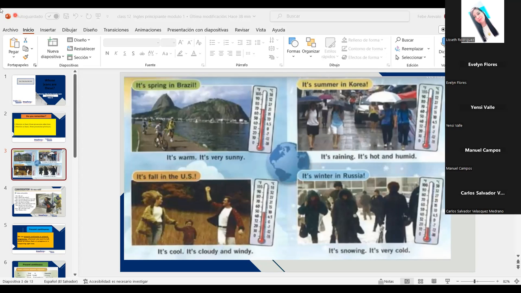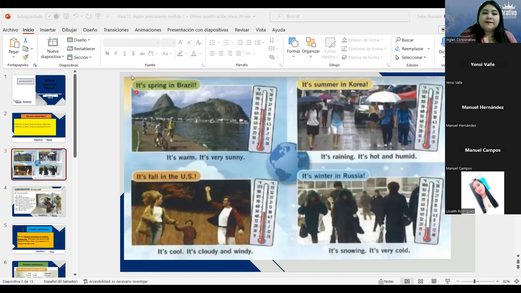Okay. It's spring in Brazil. It's warm, it's very sunny. It's fall in the US. It's cold, it's cloudy and windy. It's summer in Korea. It's raining, it's hot and humid. It's winter in Russia. It's snowing, it's very cold. That's perfect, thank you. Let's go with Evelyn Flores, please. The whole vocabulary. Okay, it's spring in Brazil. It's summer in Korea. It's fall in the USA. It's winter in Russia.